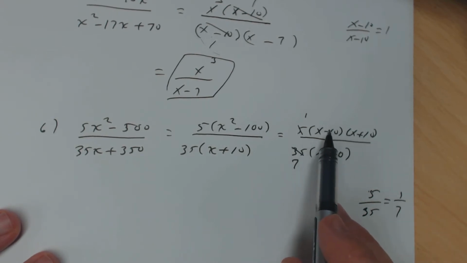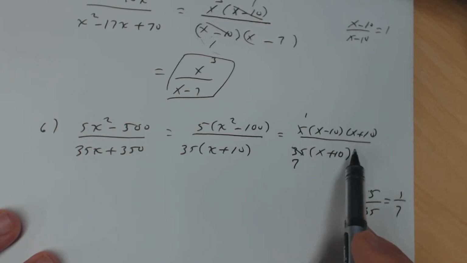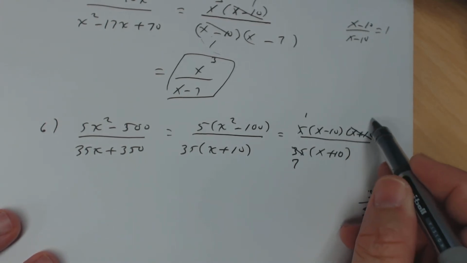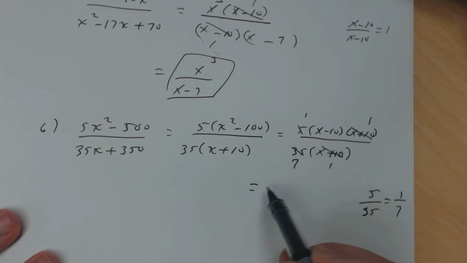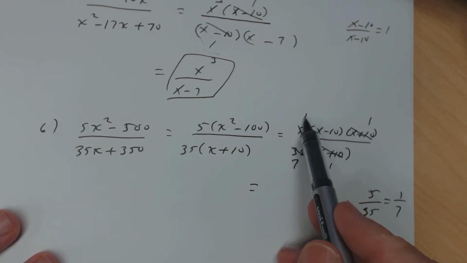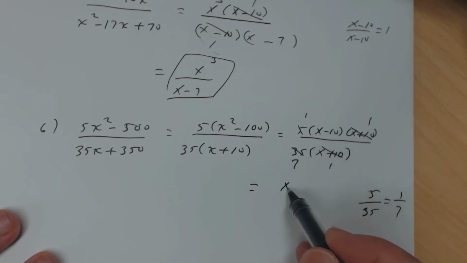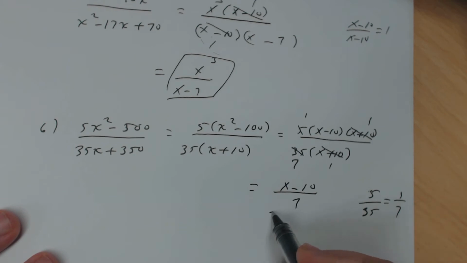Now the next one is x minus 10. Is there an x minus 10 in the denominator? The answer is no. The next factor is x plus 10. Is there an x plus 10 in the denominator? The answer is yes. So I can reduce those. That's going to be a 1, and that's going to be a 1. And that's all you can do. So the answer then is going to be, look at this. It's 1 times x minus 10 times 1, which is x minus 10, over 7 times 1 is 7. So there's your answer.